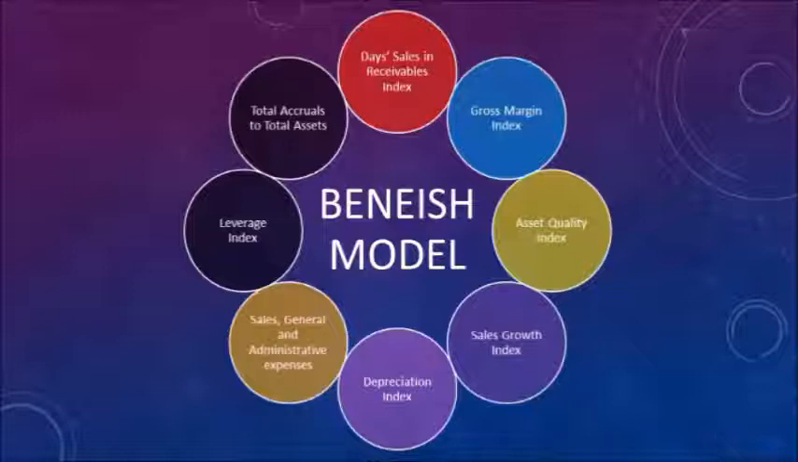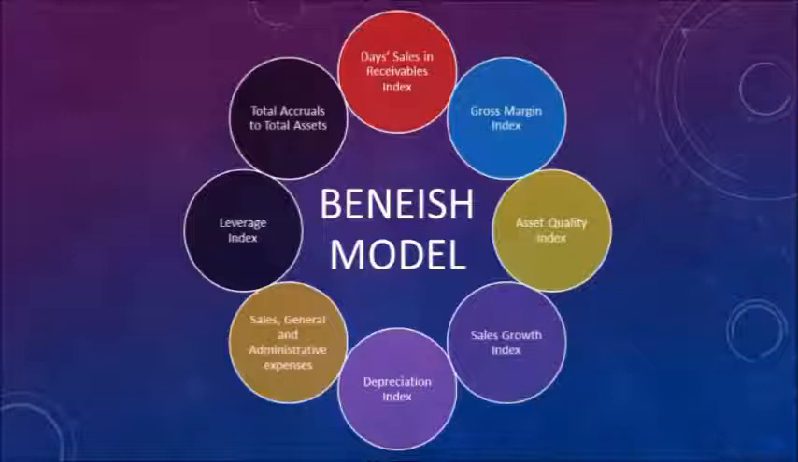Next is Asset Quality Index. Asset quality is measured as the ratio of non-current assets other than plant, property and equipment to total assets. Sales Growth Index. This measures the ratio of sales versus the prior year. Depreciation Index. This is measured as the ratio of the rate of depreciation versus the prior year.